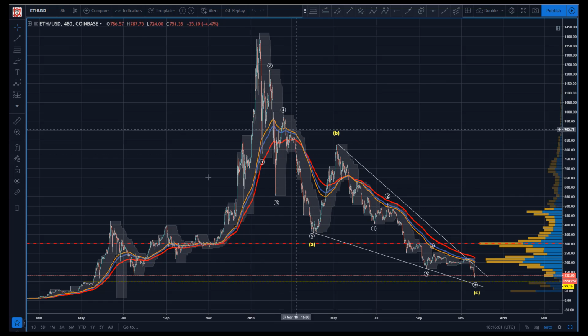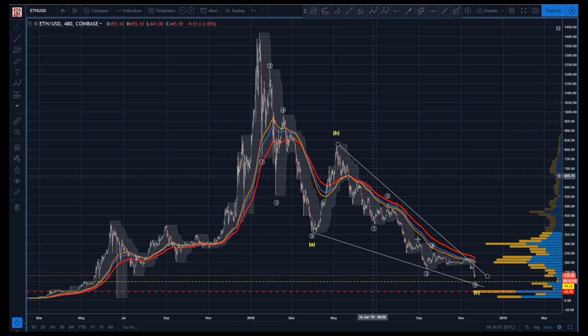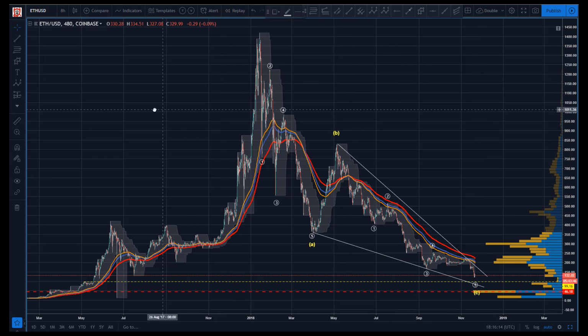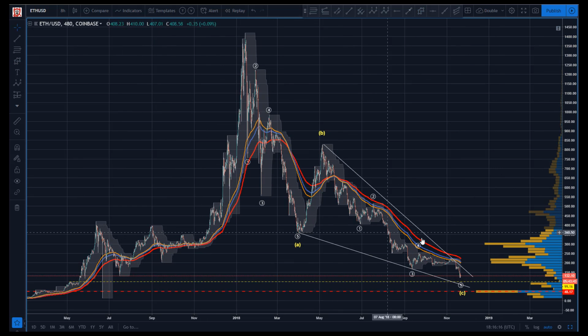Well, it's hard to find a reason why it couldn't be, considering where we are down here, and we have this dominant three-wave structure of this correction. Now that's one hell of a correction. But there's a few things here in terms of trying to identify any type of target down here or a technical level where we might anticipate either a target being hit or a potential area where you'd look for an opportunity to be on the buy side.